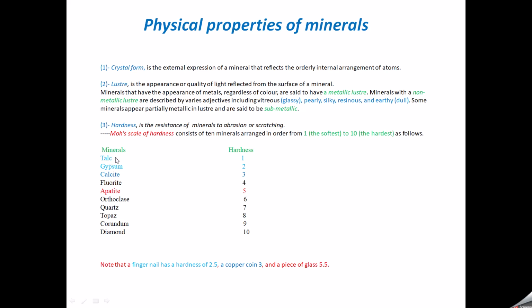And if it's hard for you to remember the arrangement of these minerals, people say: the girl can flirt and other queen things can do. That tall girl gypsum can calcite, flirt, fluorite, and apatite, other orthoclase, queen, quartz, things, topaz, can corundum, do, diamond. Just to remember it.